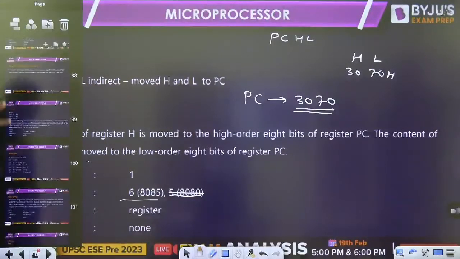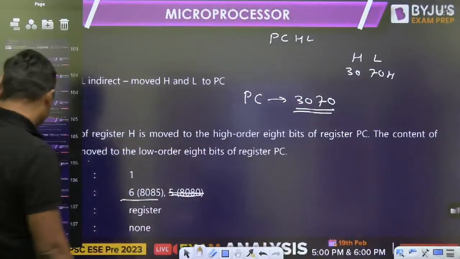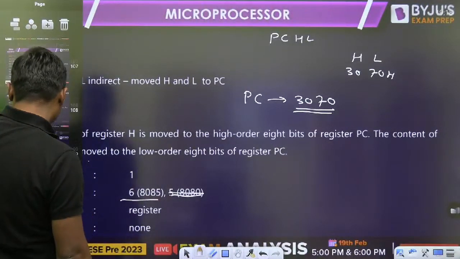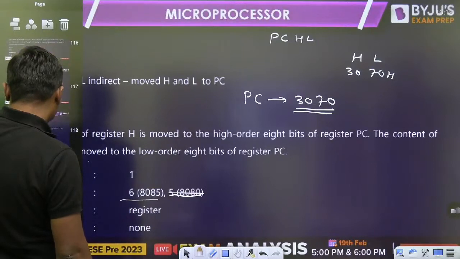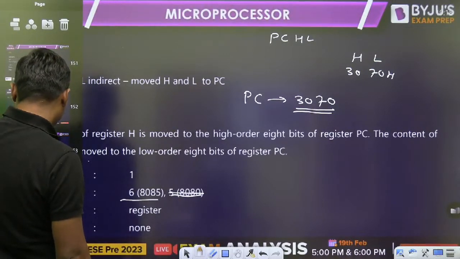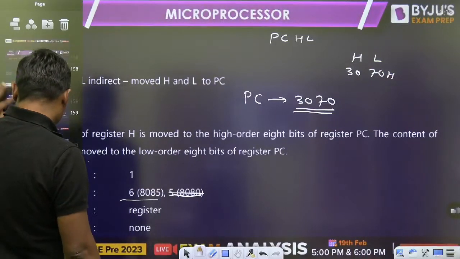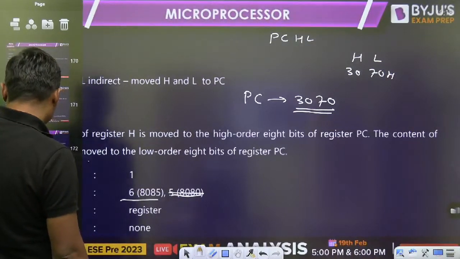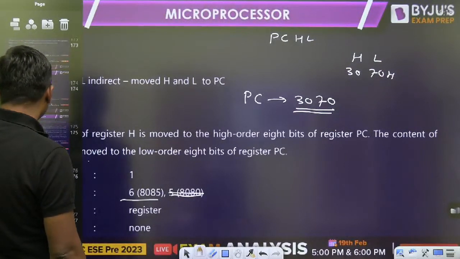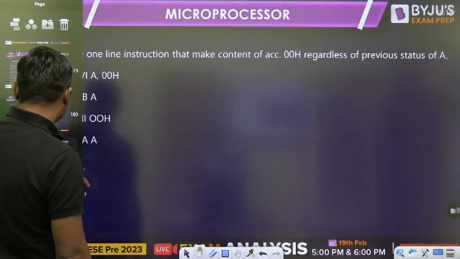Okay, are you ready to solve some numericals? Give me 1 minute. Okay.